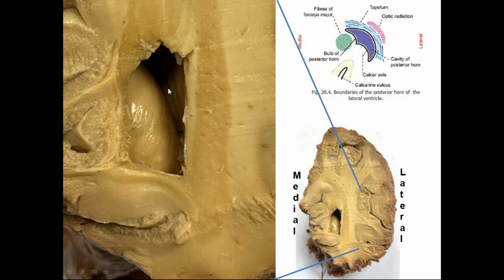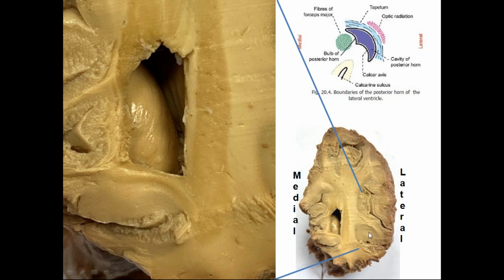So coming to the posterior horn. This is the right posterior horn. And further laterally, if you see, we had talked about two sets of fibers. Remember, one was this. What is this called? This will be called the fibers from the corpus callosum. Remember, this is the forceps major. These are the fibers which are coming backwards, right? Backwards. So that is the tapetum fibers. And further laterally, we will have the optic radiations which are coming.